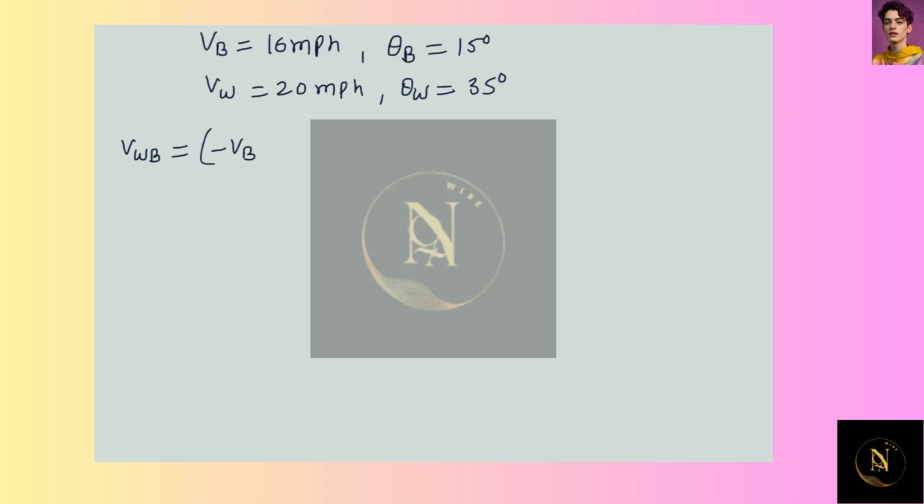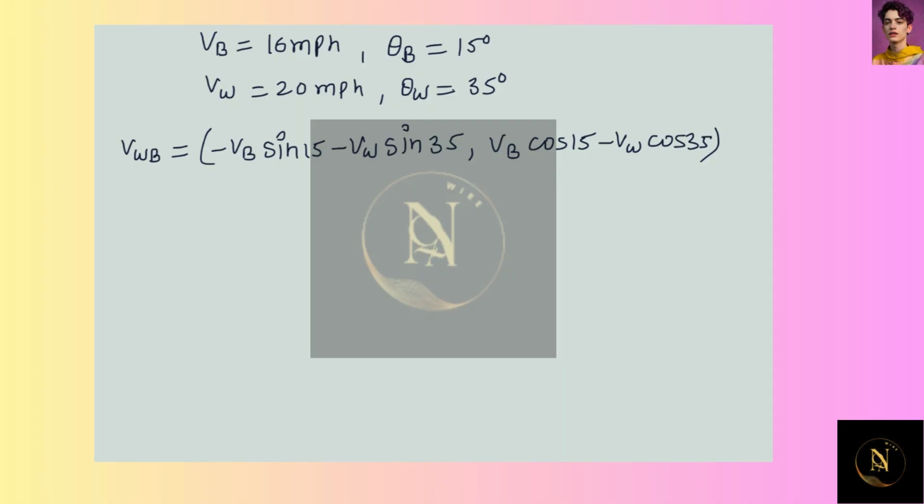minus Vb sine 15 minus Vw sine 35 from the component, comma, velocity of bicycle Vb cos 15 minus Vw cos 35.